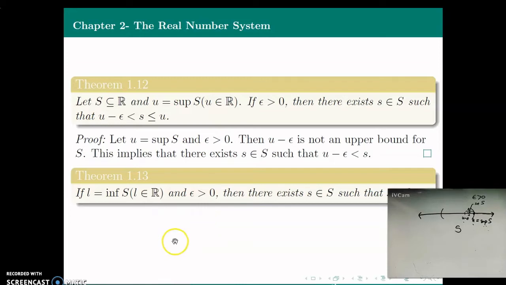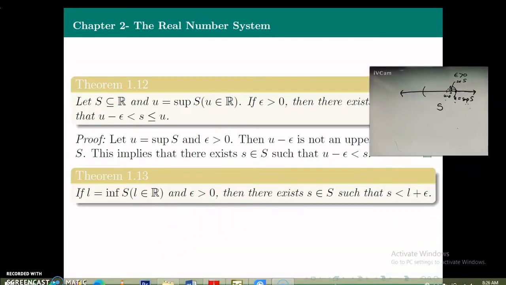If we let L be equal to the infimum of S, where L is a real number and epsilon is greater than 0, then there exists s in the set S such that s is less than L plus epsilon. So the concept is most likely the same. If we have the set S here, L is somewhere here, which is the infimum of S.